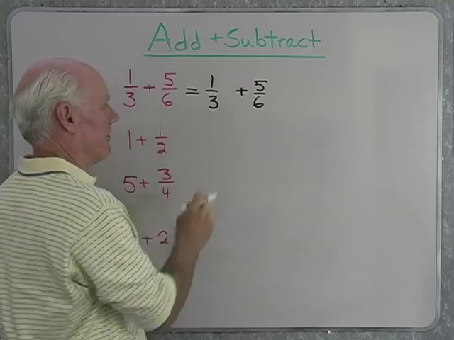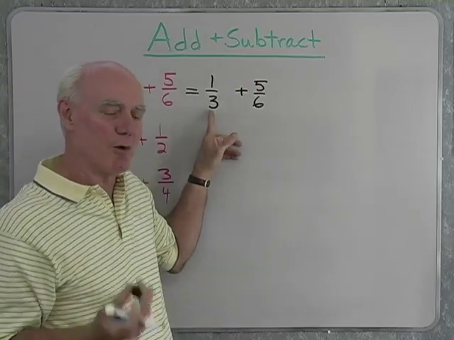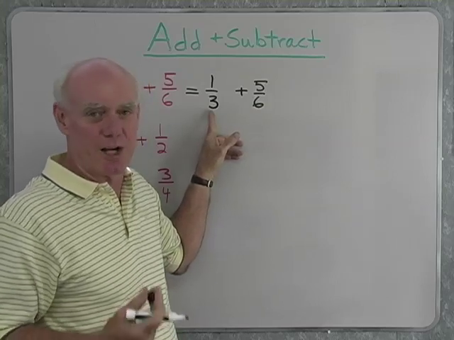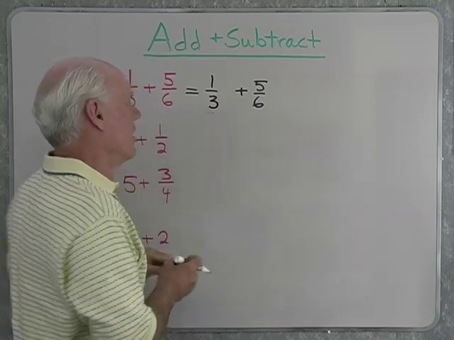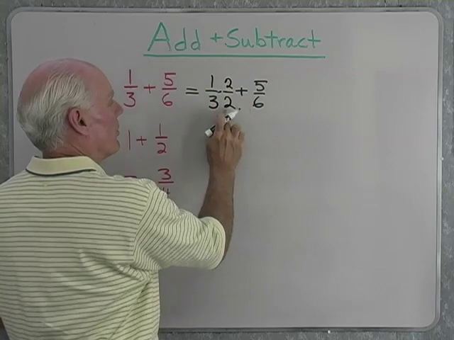I won't do anything with the 5/6, but what can I do to this 1/3 right here where I won't change the value of it, but I'll end up with a fraction with the same value but with a denominator of 6? Well, the answer is I can multiply it by 1 in the form of 2 over 2.